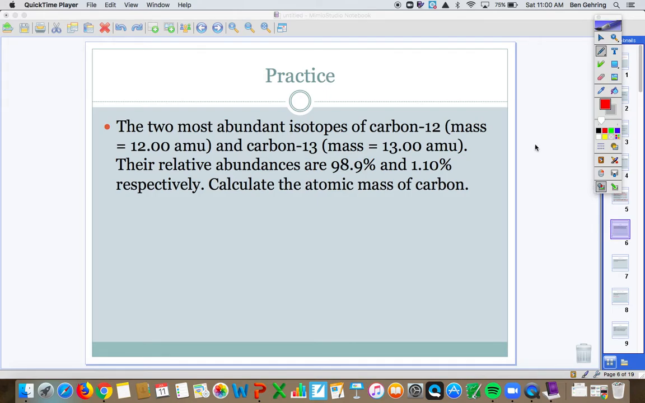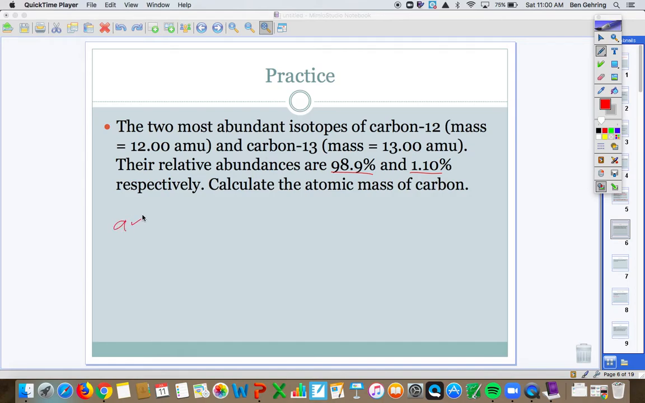Here's a chance for you to try one. I'll walk you through this one, and you'll get a chance to practice on the next one on your own. If you want to, you can pause me, try it, and fast forward to get your answer. The two most abundant isotopes of carbon are carbon 12 and carbon 13. Carbon 12 has a mass of 12 AMU, carbon 13 has a mass of 13 AMU. The relative abundances are 98.9% and 1.10% respectively, meaning the 98.9 goes with carbon 12 and 1.1 goes with carbon 13, because 12 came first and 13 came second. So calculate the atomic mass of carbon.